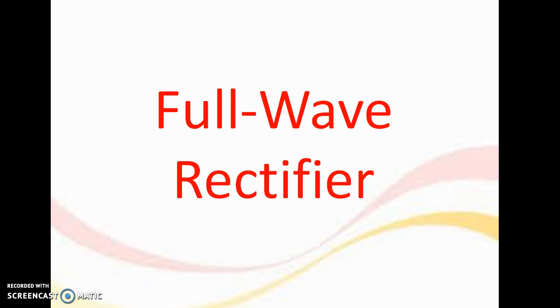So today we'll learn about the full wave rectifier. Before starting the full wave rectifier, in the previous classes we had discussed the half wave rectifier. In the half wave rectifier, the output is obtained for the positive half cycle only. The full wave rectifier is somewhat different: we get the output for both cycles of input.